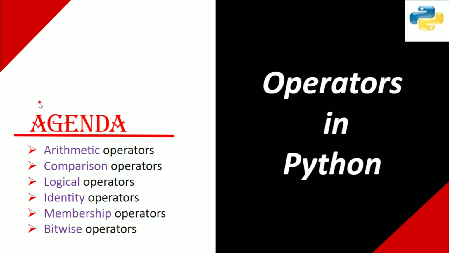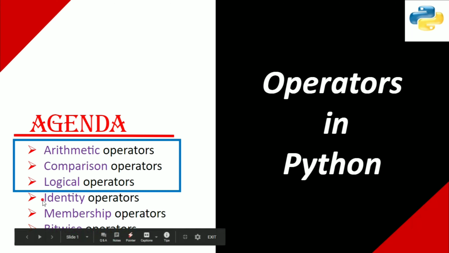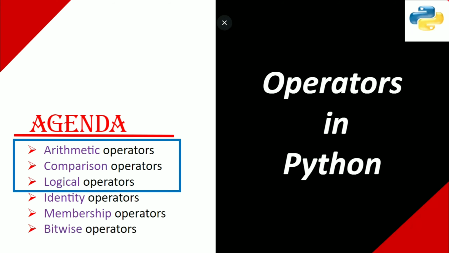In the last video we discussed the different data types in Python, including lists, dictionaries, tuples and sets. In this video we are going to discuss the different operators in Python, and in this part I am going to discuss the arithmetic operators, comparison operators and logical operators. In the next part, part 2, we will be discussing the identity operators, membership operators and the bitwise operators.